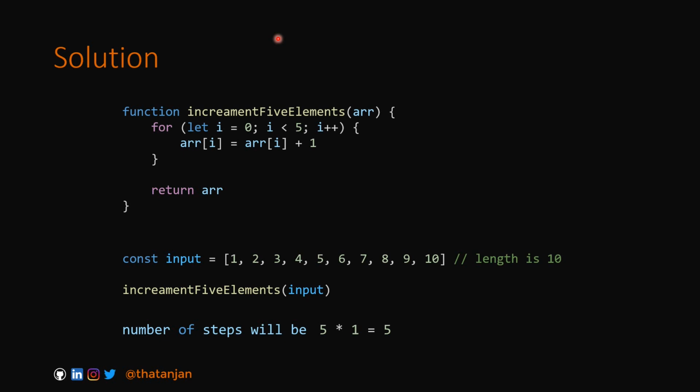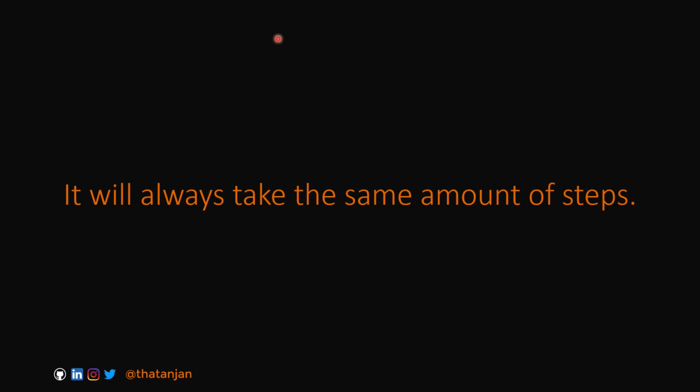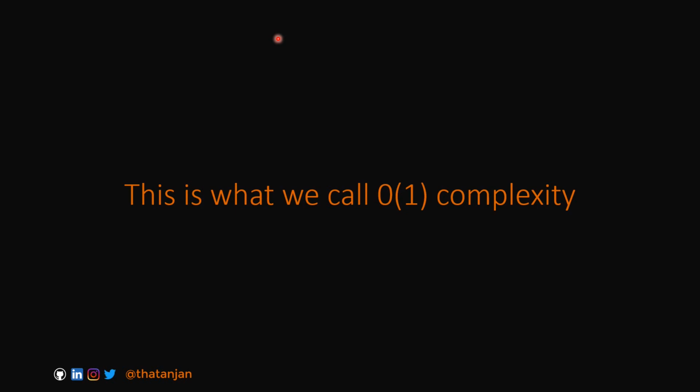Both of these algorithms do not care about the input size. If it's 10 or a million, they will always take the same amount of steps. This is what we call O of 1 complexity, where 1 is just a constant here. 1 cannot change. You cannot change 1 to 2 or 2 to 3. You cannot change a number.